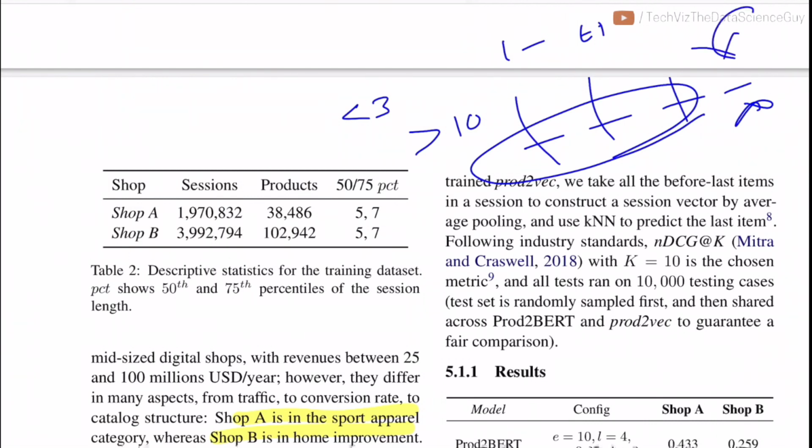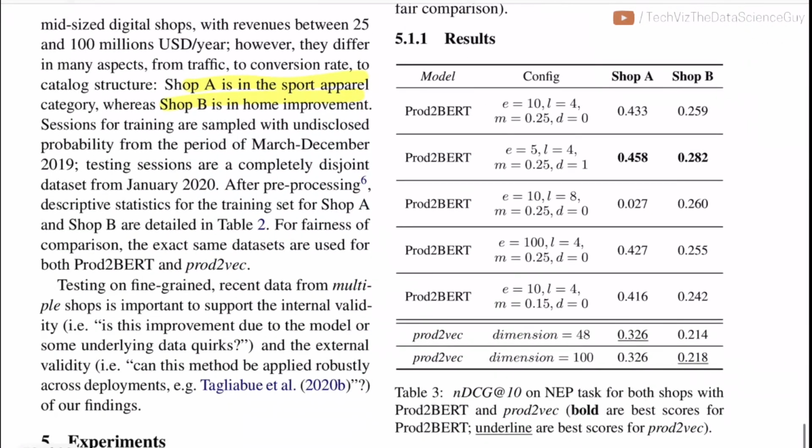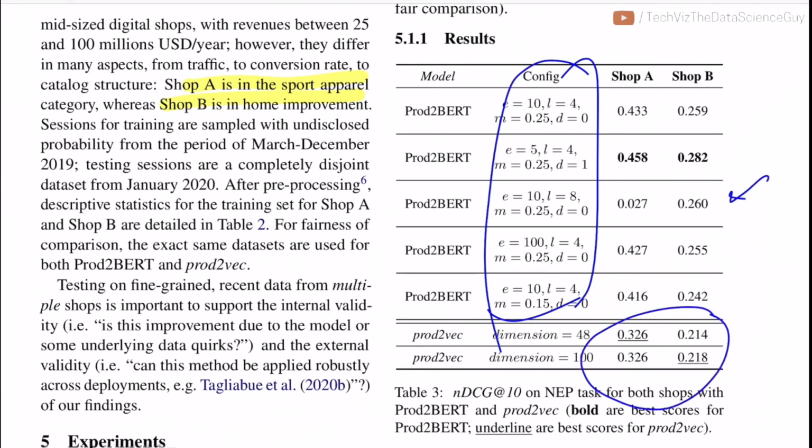So yeah, these were the 2 things that they tried, and these are the results with respect to that. We can clearly see, based on different configurations for prod2BERT, almost all of them apart from just this one surpass the best models for prod2vec for both the shops by huge margins.